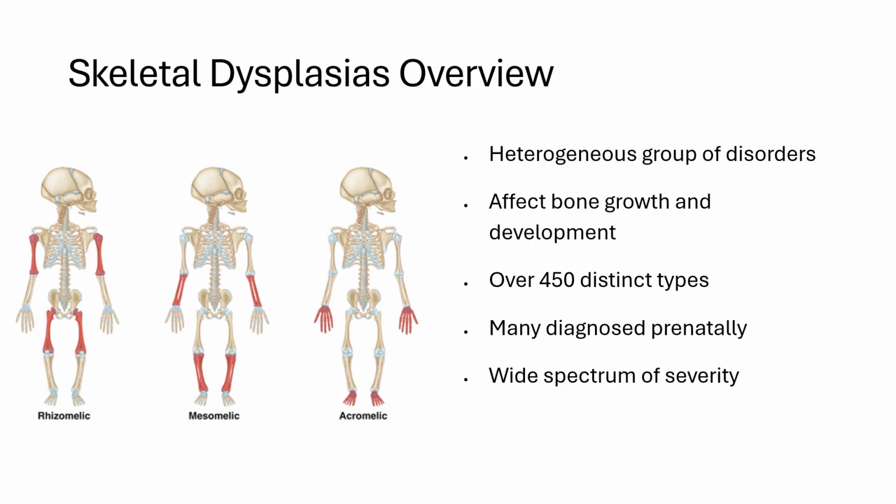While they all affect bone growth and development, the specific errors in the genetic blueprints create over 450 distinct types, each with its own characteristic pattern of abnormalities. Think of this diversity as reflecting the complexity of normal bone development. When you consider all the different genes, proteins, and cellular processes involved in creating normal bones, it becomes clear why disruptions at different points can create so many different clinical presentations.